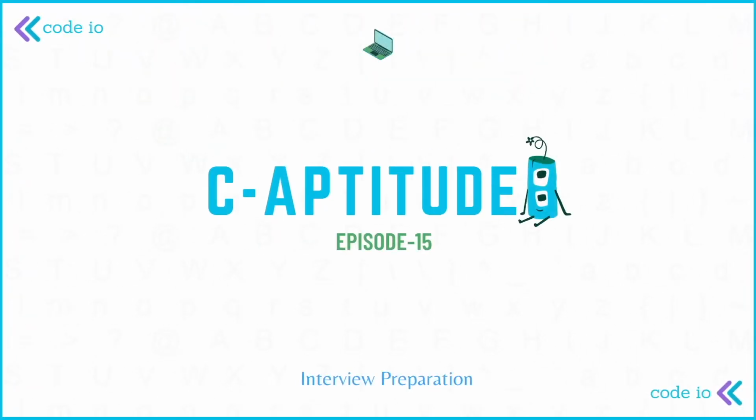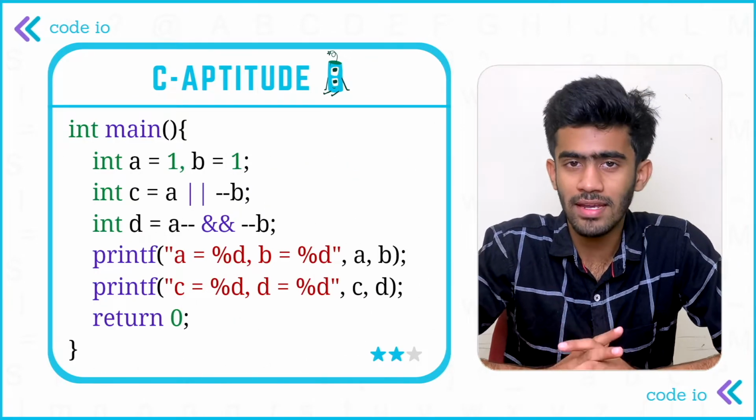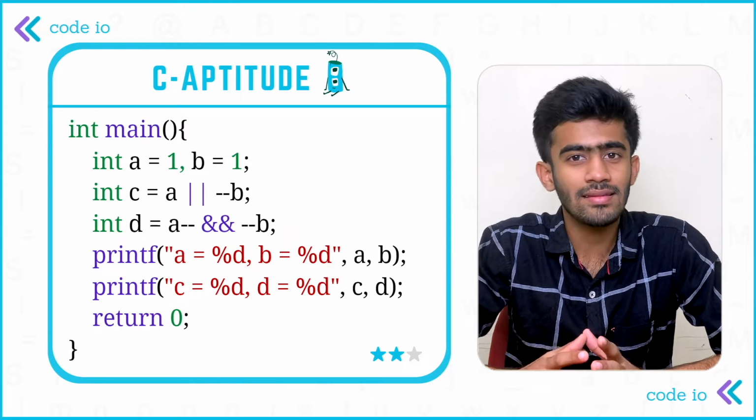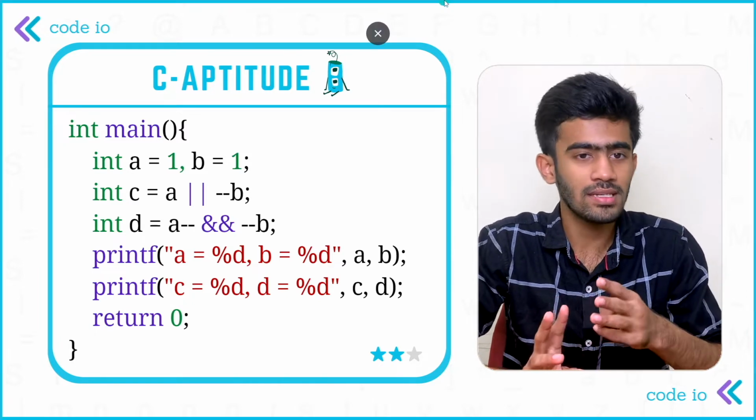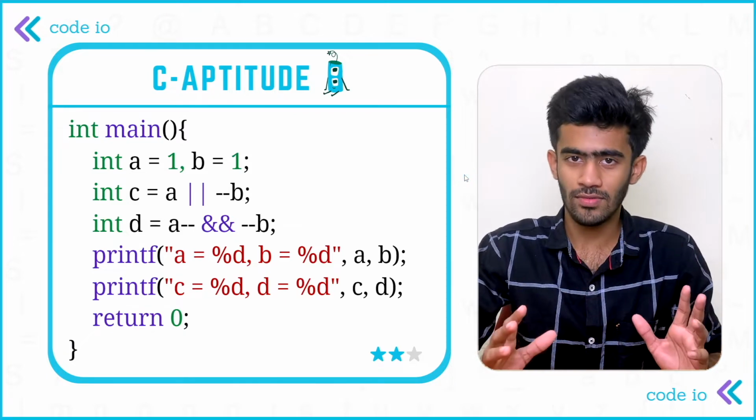This is episode 15 of C-Aptitude. So this is today's episode question. Here we have a main function. The first three lines are just declarations of the variables a, b, c and d, and the last two statements are just printing these values.